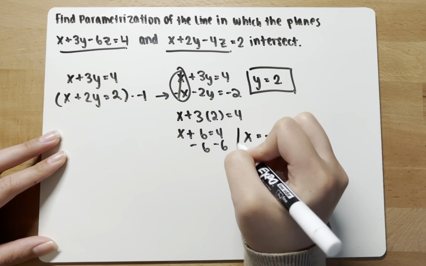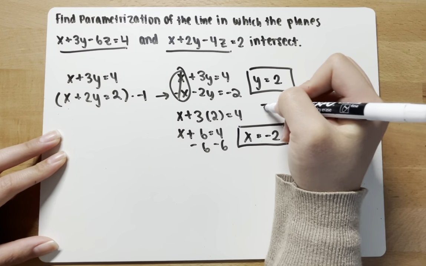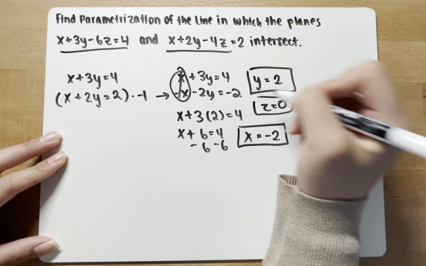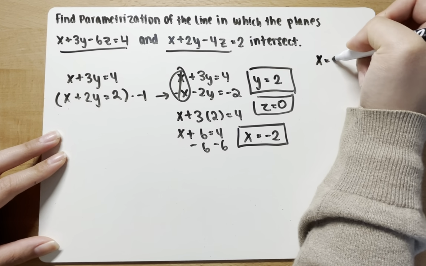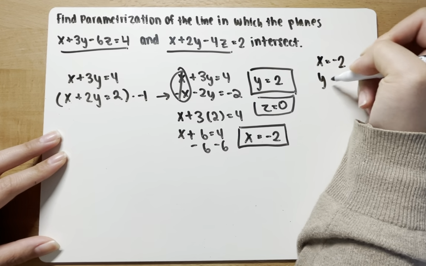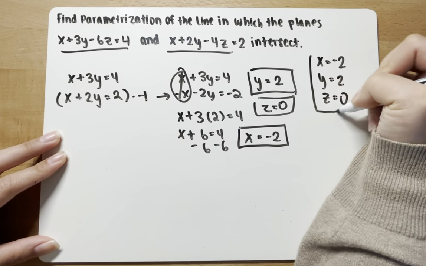Now this is my x value. And remember how we set our z to be 0? That would be our z value. So if you're going to write it, you'll have x equals negative 2, y equals 2, and z equals 0. Now we are saving this for later.